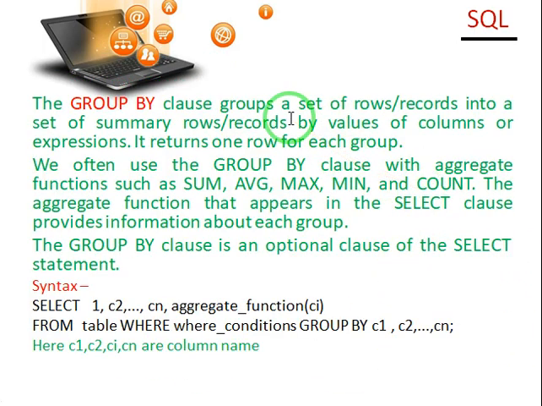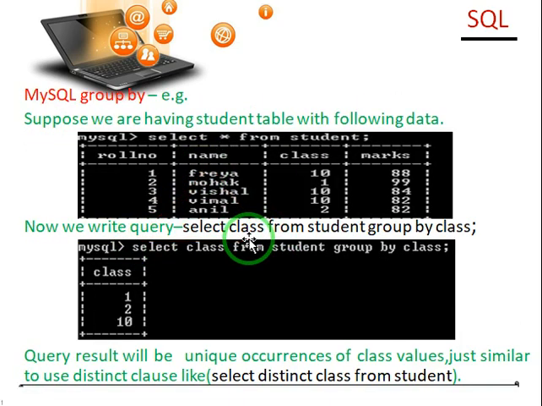Now the GROUP BY clause groups a set of rows or records into a set of rows by values of columns or expressions, and returns one row for each group. We often use it with aggregate functions such as sum, max, min, average, etc. So this is an example: SELECT class FROM student GROUP BY class. So we group the entire thing by the column called class.